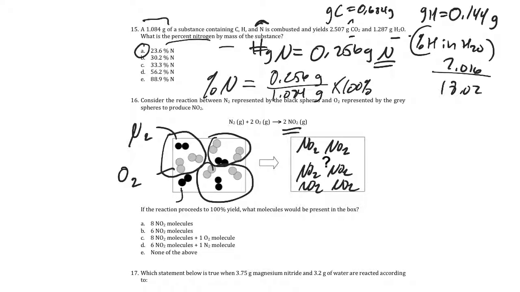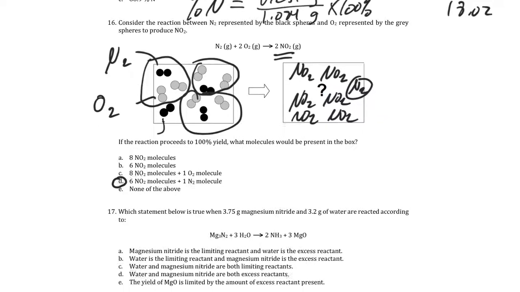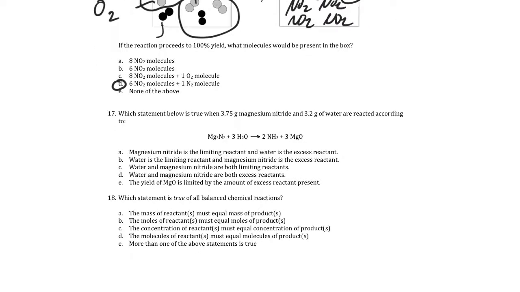So if the reaction proceeds to 100% yield, what molecules would be present in the box after the reaction completes? The answer would be my 6 NO2s that have been produced and that one N2 that's left over. So 6 NO2s and the one left over N2. Problem like 16, I think, is really exemplary of being able to think of the particle representation of reactions.